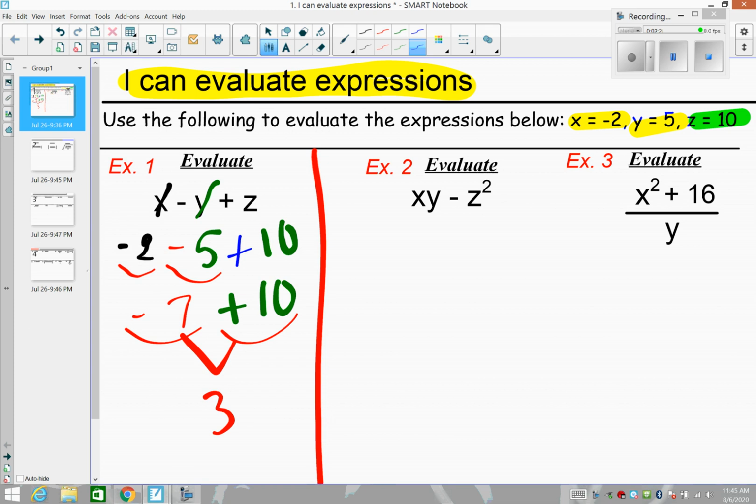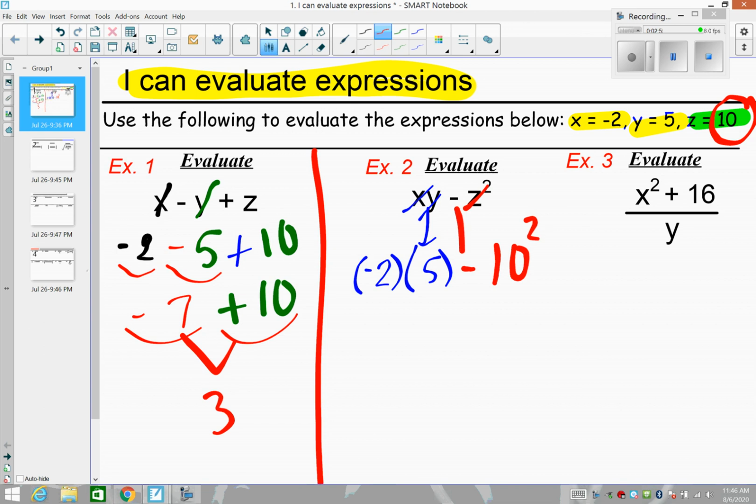So next example, the x value is -2. The operation in between here is multiplication, so I'm going to use parentheses. I prefer parentheses over the dot, multiplication dot. We're going to multiply that by the y value, and the y value is 5. So we're going to use a triangle there once we start to solve. The sign in between is subtract. And you can see up here that the z value is 10 to the power of 2. So everything has been replaced now at this point.